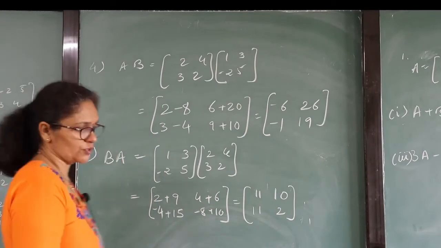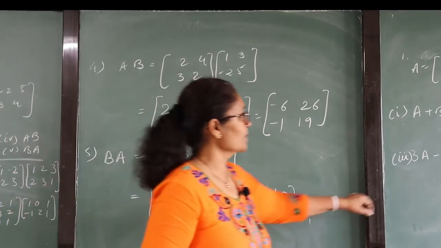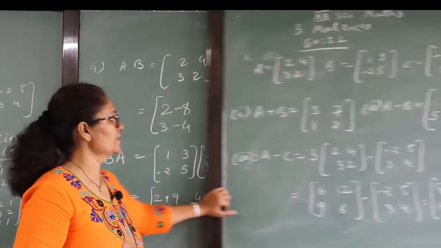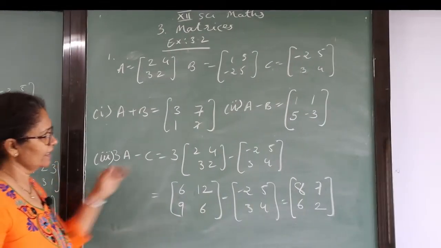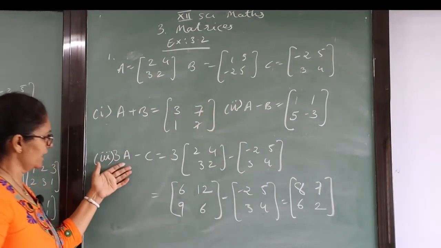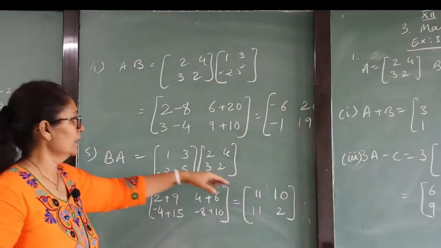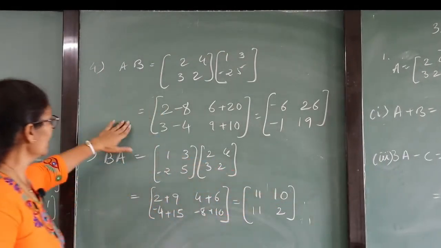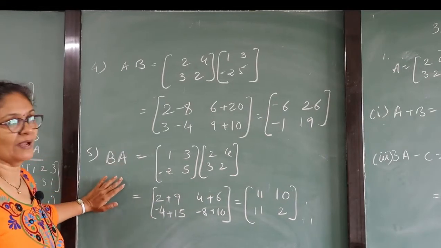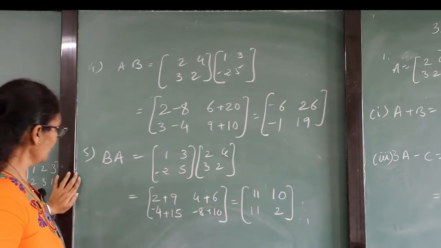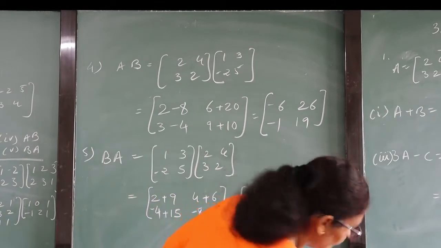So this is your first question, in which 5 questions are asked. That is, your first is A plus B, second is A minus B, third is 3A minus C, and fourth one is matrix AB and fifth question is matrix BA. So now we start the second question.